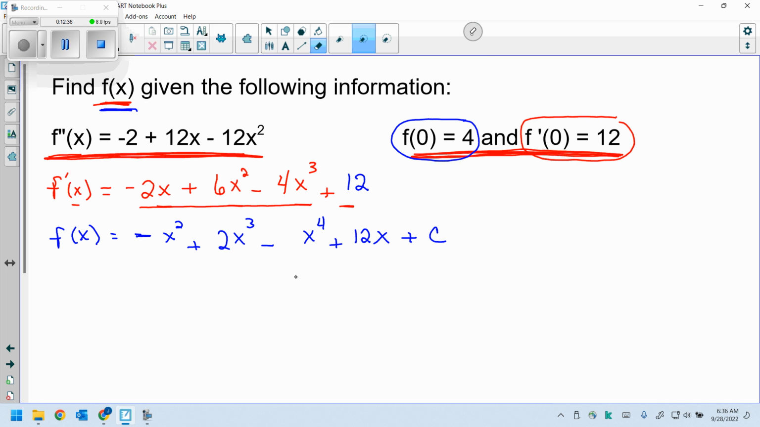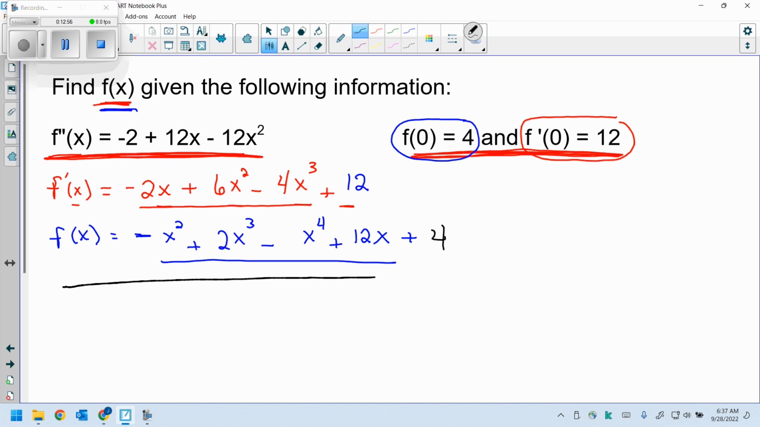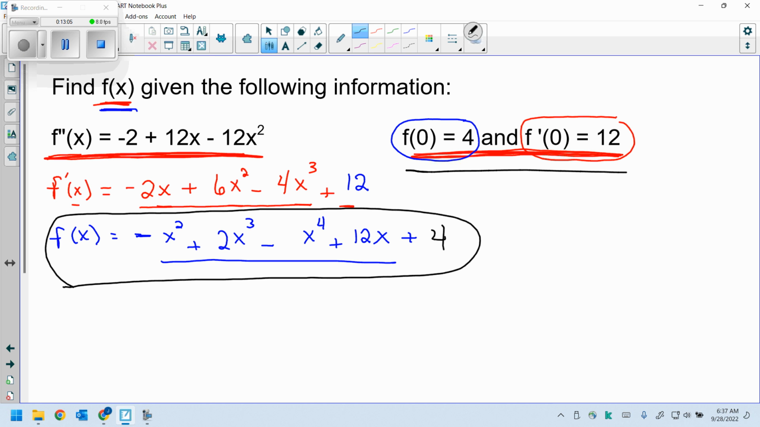And now when we replace all of these x's with zeros, we get a result of 4, meaning that the constant is going to have to be a 4. And that is the specific value of f of x. That is the specific function that has these properties and this as its second derivative.